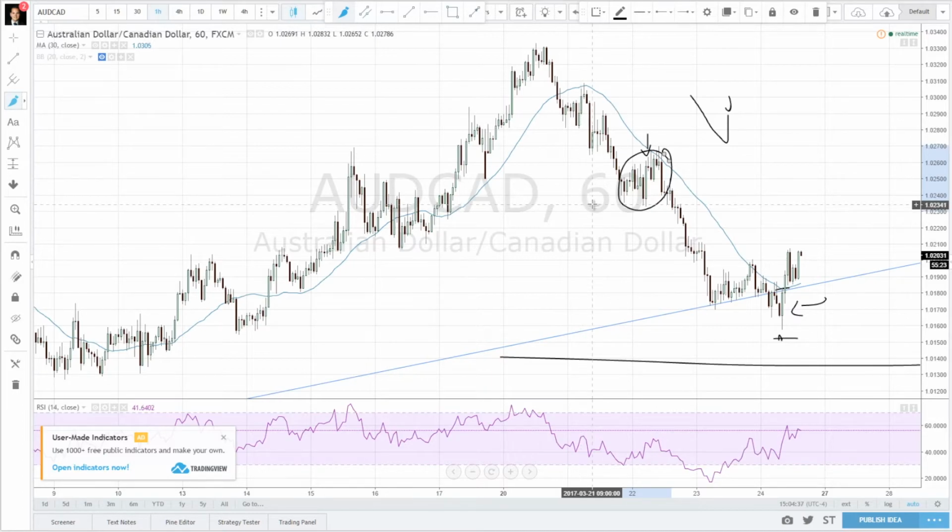So yes, good setup right here. And I didn't take that because I don't usually trade AUD CAD, just for no reason. But if you guys want to look for a strong setup, this is a good way to go.